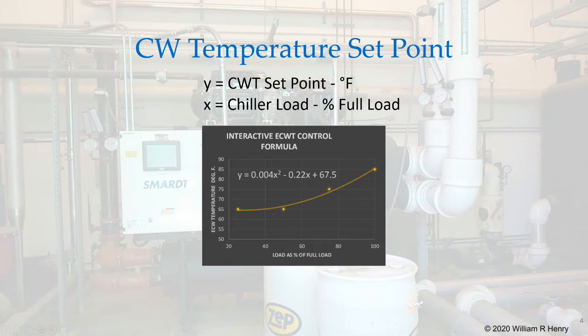This chart provides a conservative condenser water temperature for any operating load expressed here as a percentage of the chiller's rated full load. The condenser water temperature is plotted on the y-axis and the load is plotted on the x-axis. The chart provides a generic formula to automatically determine the condenser water set point for any load. Now, the conservative data points shown on the chart come from Standard 550 of the Air Conditioning, Heating, and Refrigeration Institute, and I'll refer to this as the AHRI profile.